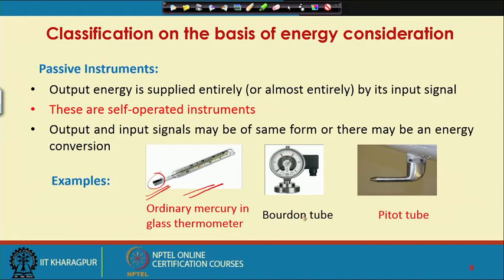Similarly, Bourdon tube, you apply fluid pressure here and there will be deflection of the tip, which is a measure of pressure. Again, the energy comes from the energy of the medium which you are measuring. Similarly, pitot tube, which is another pressure measuring instrument or flow measuring instrument, and we will talk about these instruments in detail in due course of time.